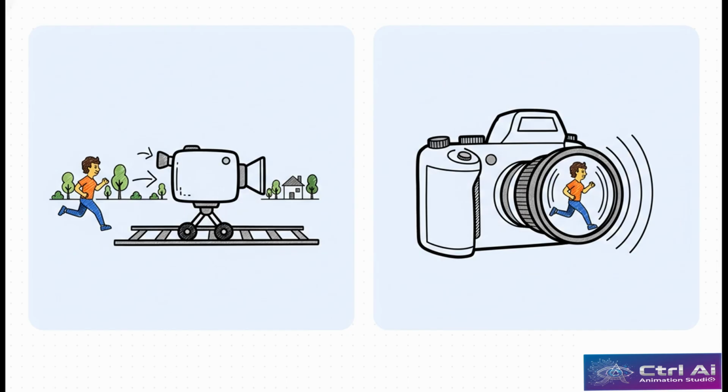A dolly is physical. The entire camera is moving through space, which changes the perspective and how the background moves behind your subject. A zoom, on the other hand, is just optical. The camera stays put. It's the lens that's doing the work by magnifying the image. A slow dolly in makes you feel like you're entering the scene, while a smooth optical zoom feels like you're observing from a distance. The difference in feeling is absolutely huge.